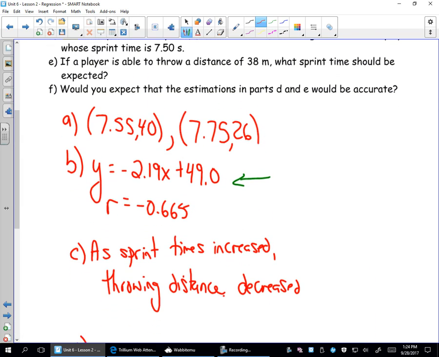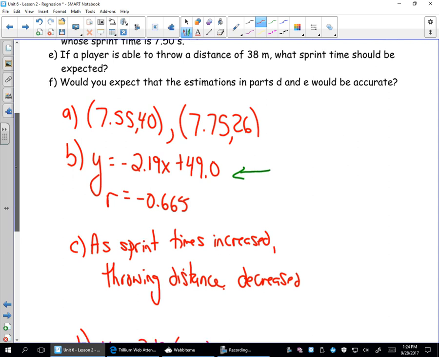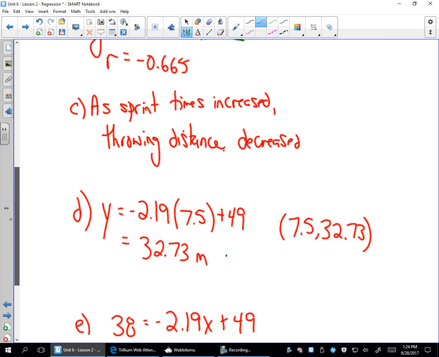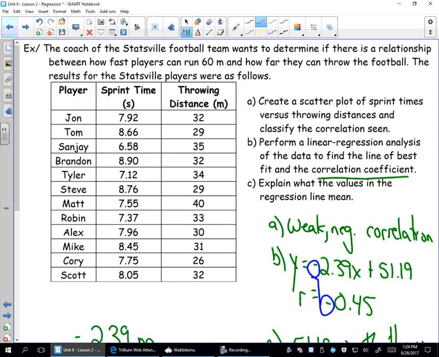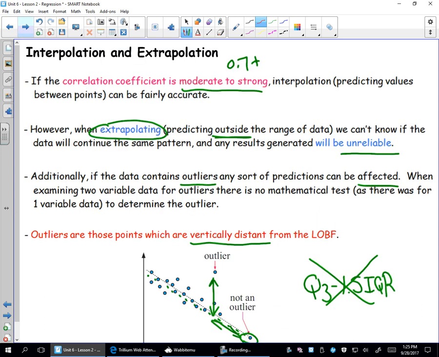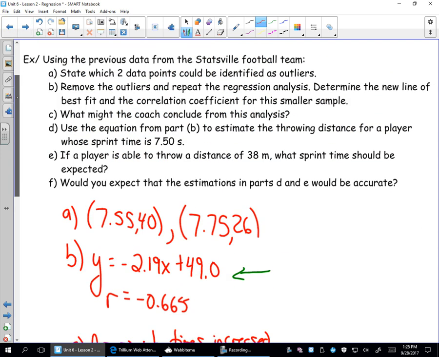Okay, would you expect that the estimations in part D and E would be accurate? So, what we're trying to get across here is, are these values within the range of values that I know? So, do I know anything about throwing 38 meters or running 7.5 seconds? So we go back to our data. Okay, 7.5 seconds fits between two known values. Throwing 38 meters fits between two values. So yes, this is interpolation. So my answer to this question is, well, this could be fairly accurate.